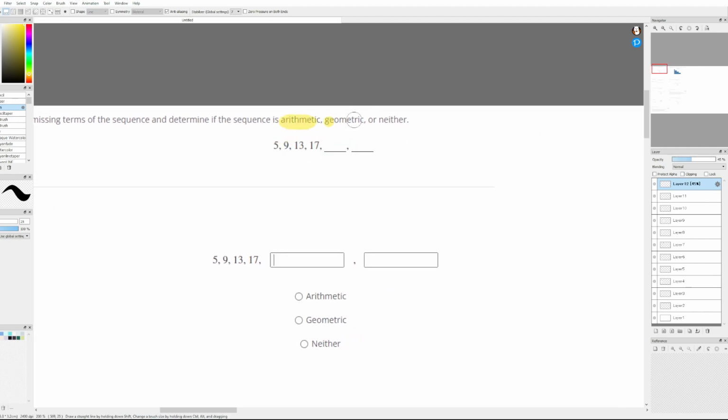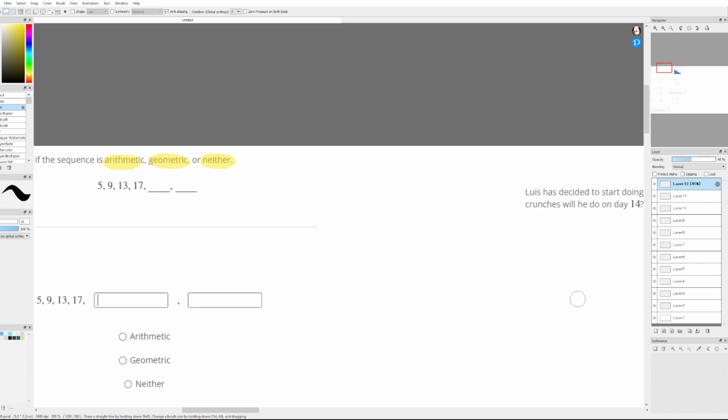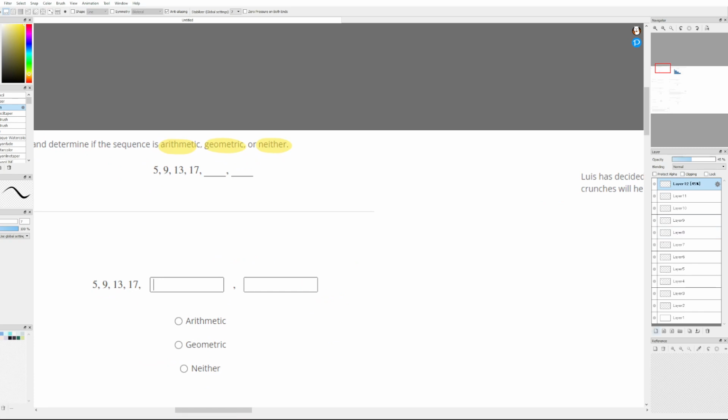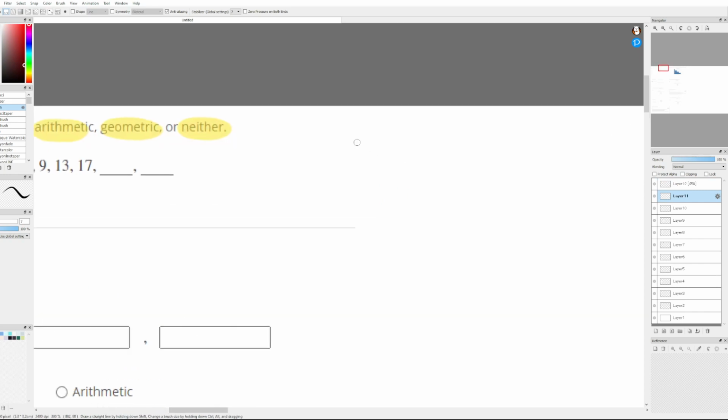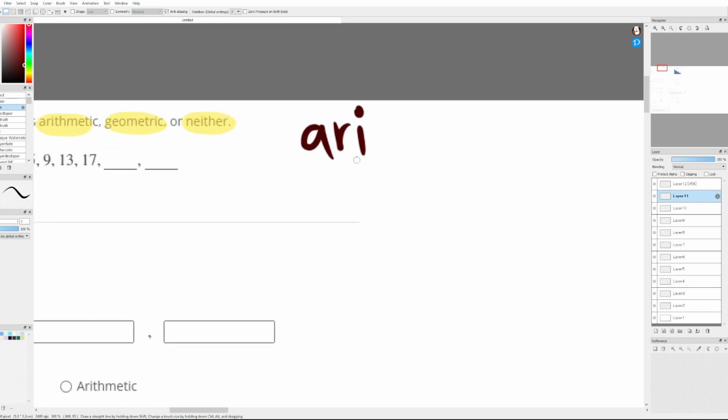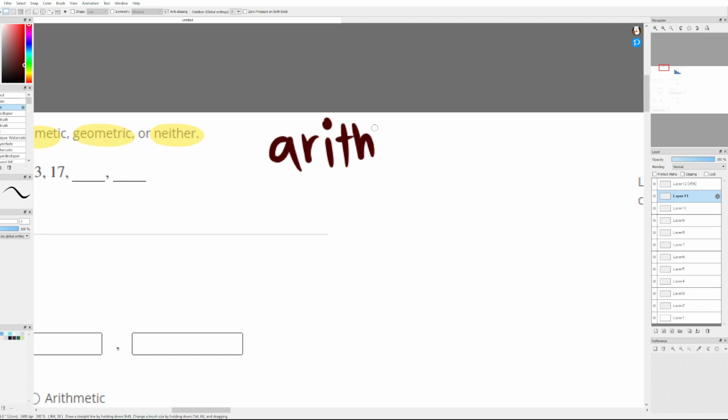Here are some terms that you may or may not have heard before. We can go over them really quickly. Hold on, give me just a second to change my font. So arithmetic. These are all talking about sequences of numbers, which means that there's more than one number, give or take. It's a little more complicated than that, but you'll get it.